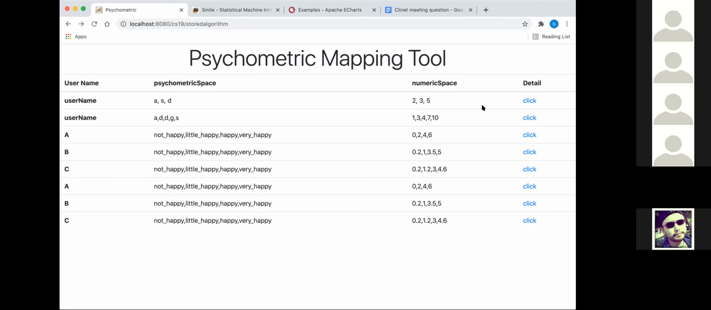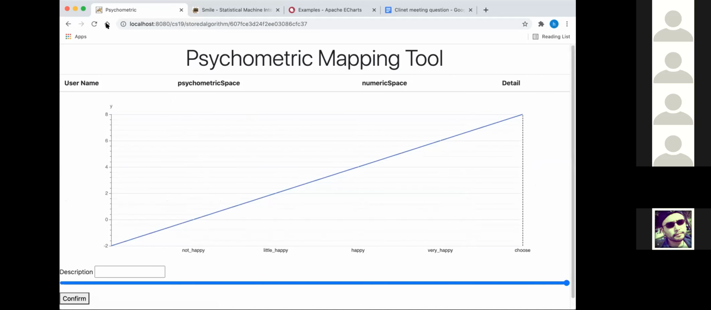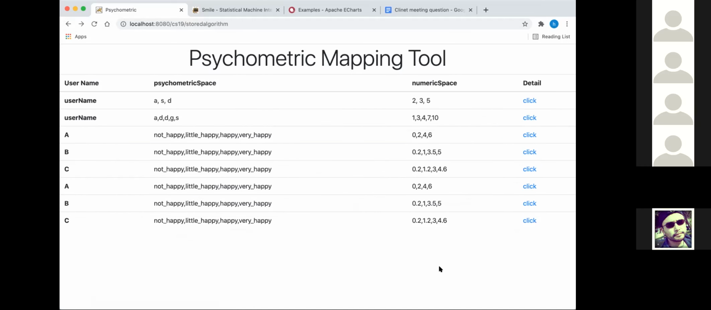And so, do we still need to do the visualization like this one? Yeah, once you found the mapping, yes, you can visualize. From this data, you have not happy to very happy, six users there, A, B, C twice. Now you have six sample points, and from these sample points you're going to have just one projection. Yes, I get it.